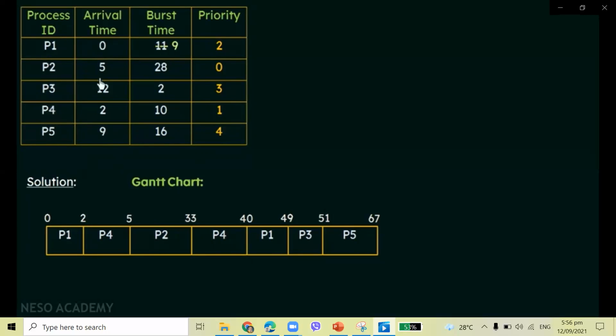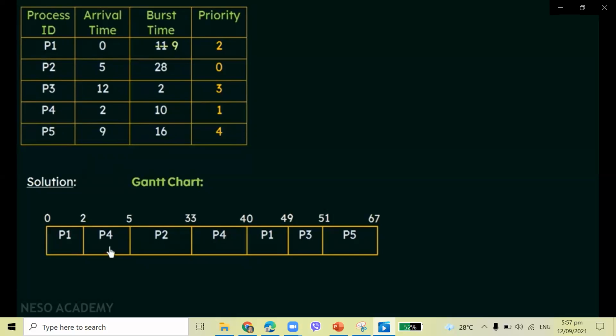It is P2, which arrives at 5 milliseconds. So P2 arrives at 5 milliseconds and let's check the priority of P2. It is 0. So 0 is the highest priority that we have. So the priority of P2 is higher than that of P4, which was currently executing. So what will happen? P4 will also be preempted and P2 will get the CPU. So the CPU is taken away from P4 and P2 gets the CPU for its execution.